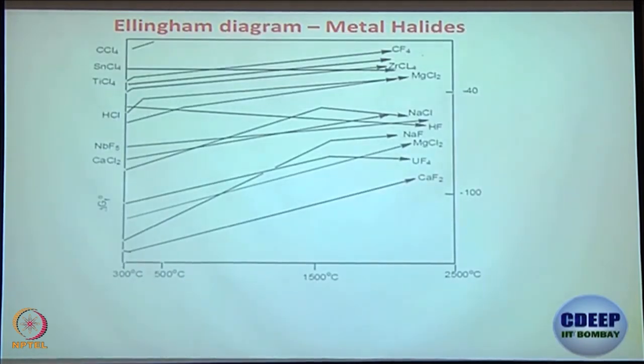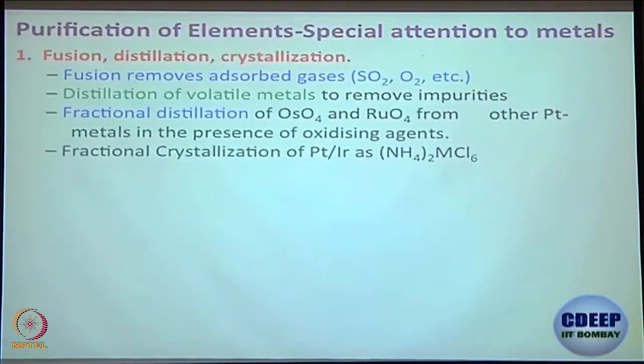There are also Ellingham diagrams possible for metal halides. There is no way you need to remember these things. There are a few things you should remember, but most often you will be provided with the Ellingham diagram. Of course, you should know which is the most electropositive metal and thereby what the curve for it should be. This is the metal halide Ellingham diagram. So, we have seen the oxide Ellingham diagram, the sulfide Ellingham diagram and the metal halide Ellingham diagram.